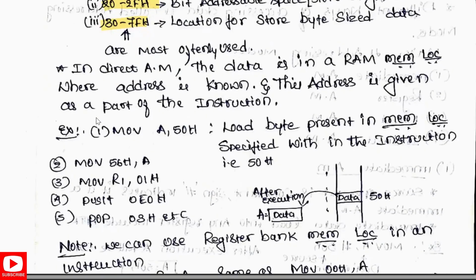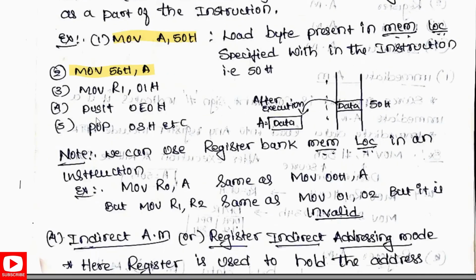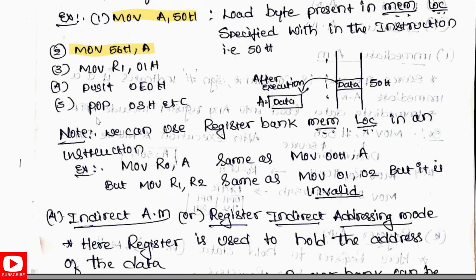For example, if I do MOV A, 50H, then it will load the byte that is present in the memory location specified with the instruction, 50H, and that will get stored in the accumulator. Then from that accumulator, I can move it to 56H like this. Then it gets stored in 56H. This is how we take data from a memory location and store it in the register. Now we can use register bank memory locations in an instruction. MOV R0, A is the same as MOV 00H, A, and MOV R1, R2 is the same as MOV 01, 02, but actually it is invalid.